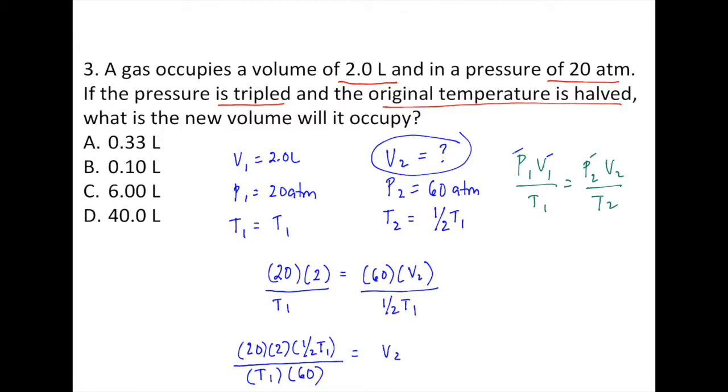Simplifying now, we have 2 and 1/2 here. The T1 from the numerator and the T1 from the denominator will be cancelled. And then 20 and 60, 60 divided by 20 is 3. Therefore, we have here 1/3. And 1/3 is 0.33. Therefore, letter A is the answer.